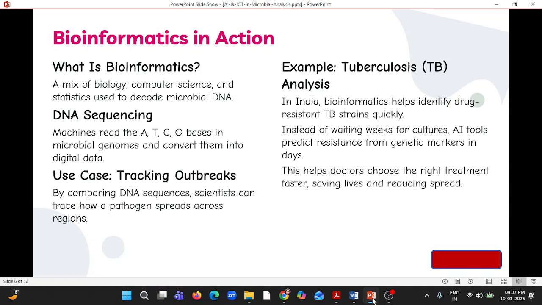This involves cleaning and organizing sequence data and comparing sequences with reference genomes stored in digital databases. It helps in identifying mutations, gene variants, and resistance markers in the organism's genome.